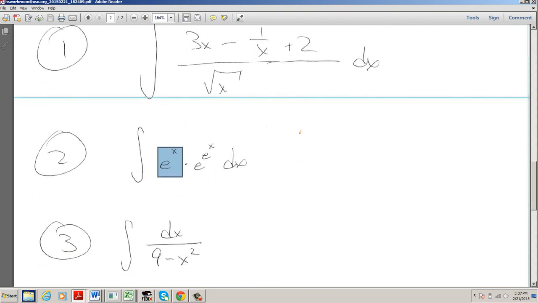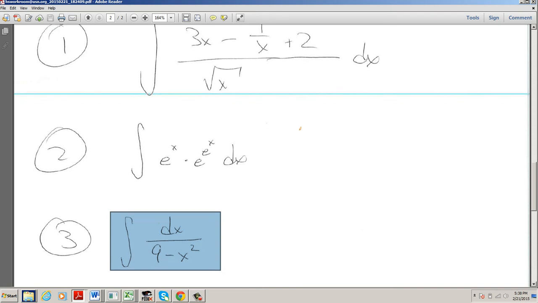Integral 3. Pause and think. It can be done by a trig sub, but it will be easier to do partial fractions. The denominator factors into 3 minus x times 3 plus x. So it has a simple partial fraction decomposition, a over 3 minus x plus b over 3 plus x. You find the constants, you integrate. Easier than a trig sub, in my opinion.